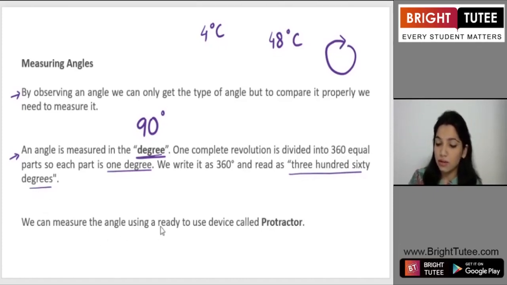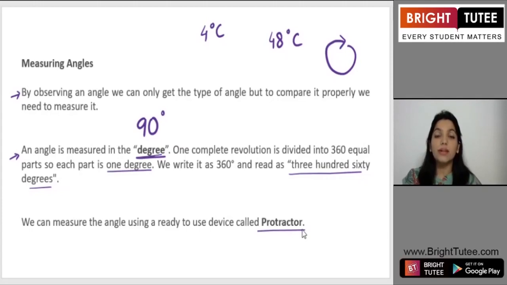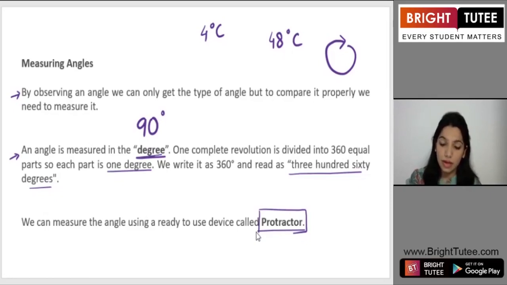We can measure the angle using a ready-to-use device, which is called a protractor. Now here comes another important term. The instrument that we use in order to measure these angles is called a protractor. Protractor is the device which is used to measure angles. For example, how do you measure lengths? We use a measuring tape, right? Or a measuring scale in centimeters, etc. How do you weigh yourself? You have a device to measure your weight. Is that right? Similarly, in order to measure angles, we have a protractor.